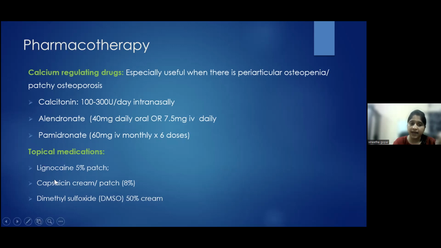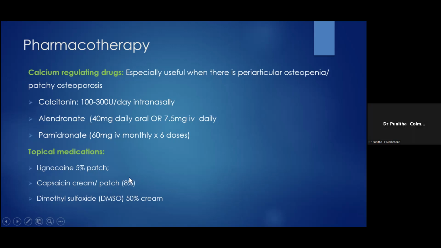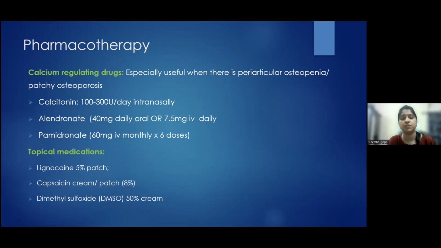Lignocaine 5% patch and capsaicin have very strong evidence for a particular neuropathic pain, not in CRPS. Anybody still awake can answer which neuropathic pain. Lignocaine 5% patch and capsaicin also have level 1 evidence, or very strong evidence. Post-herpetic neuralgia? Yeah, it is very good. Post-herpetic neuralgia, PHN. Great. It is a level 1 drug there for PHN.